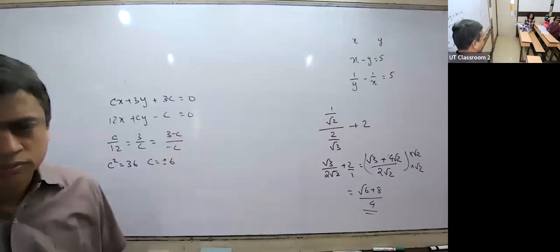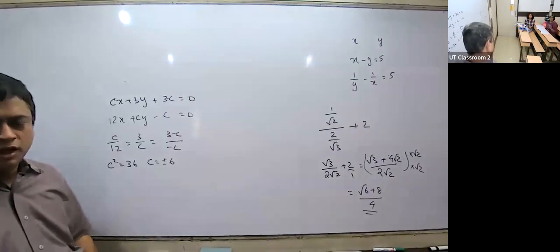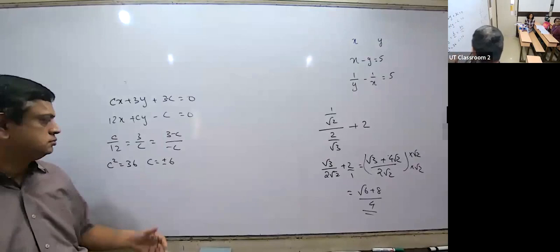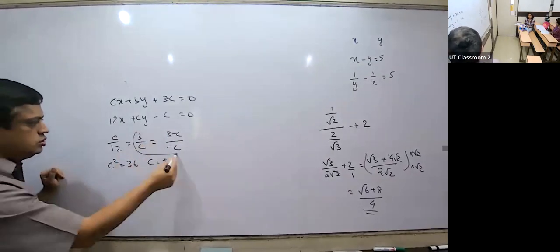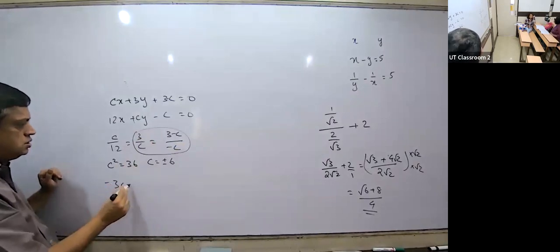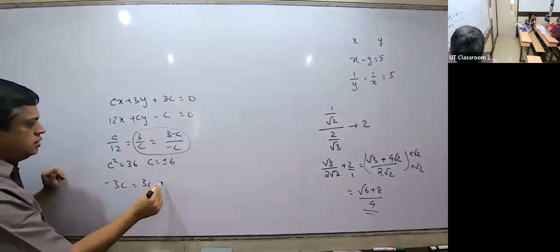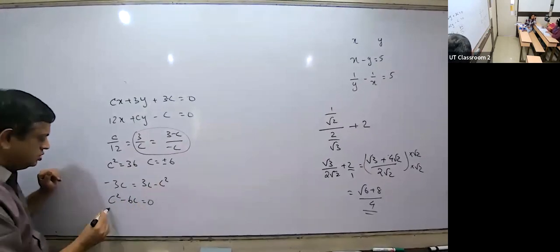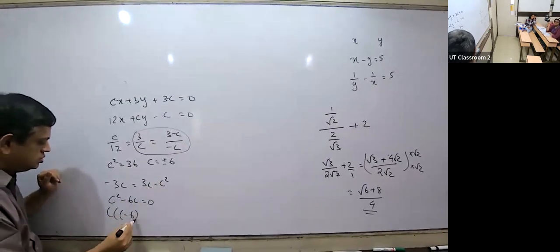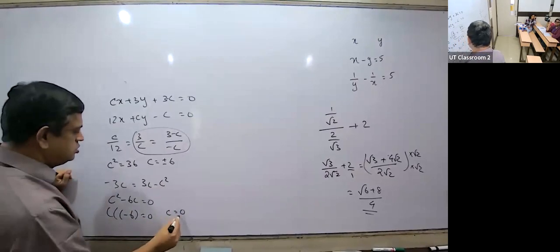That goes. Then we have to take the second and third. You got this one now? Yes, sir. Okay, take any two. These two we take. Minus 3c is equal to 3c minus c square. C square minus 6c is equal to 0. C times (c minus 6) is equal to 0. C is equal to 0, c is equal to 6.